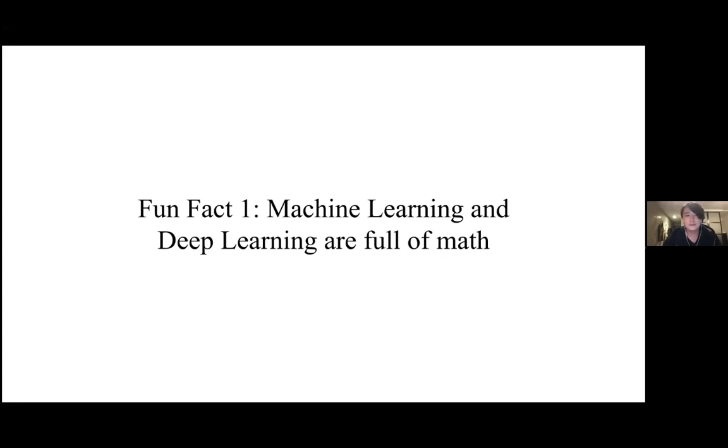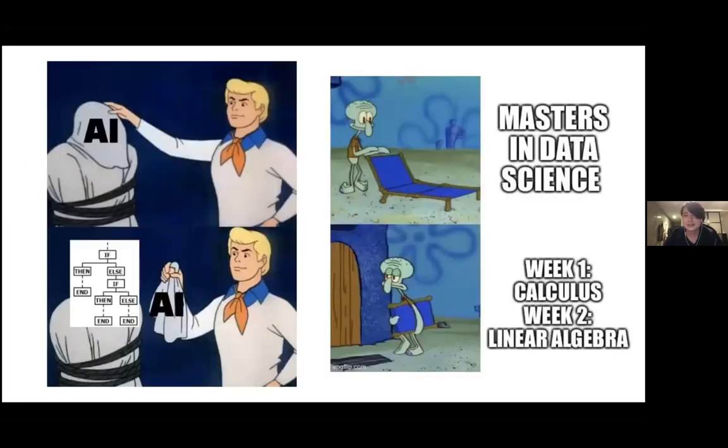So the first fun fact of data science is machine learning and deep learning are full of math. Oh, by the way, I'd like to talk especially with memes. So here you can see that if you look at, for example, the algorithm or the artificial intelligence, those are basically a lot of conditional mathematics, like assignment coding, logics, right? And when I was in a master's in data science, basically the first class and second class was about calculus and linear algebra.